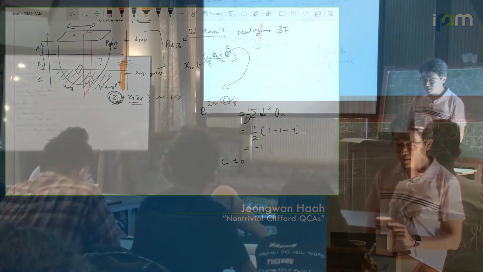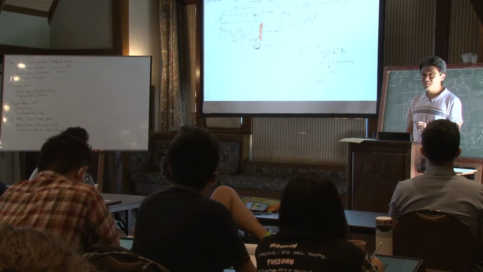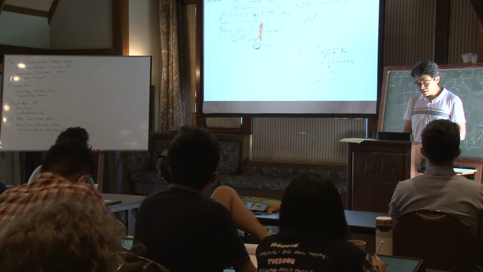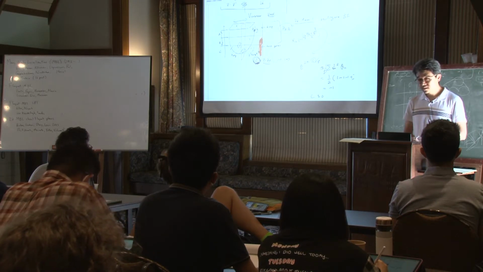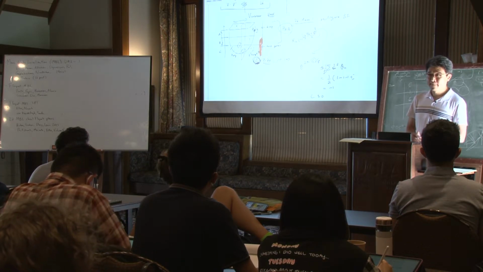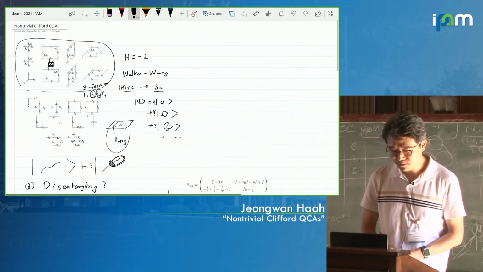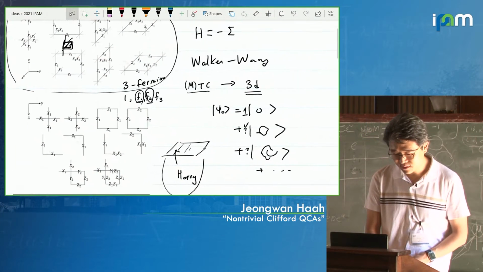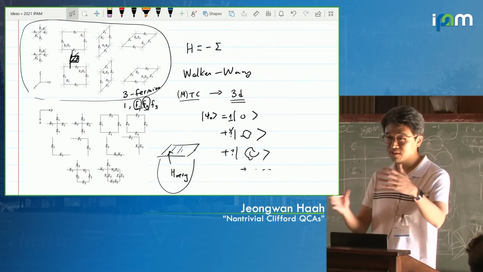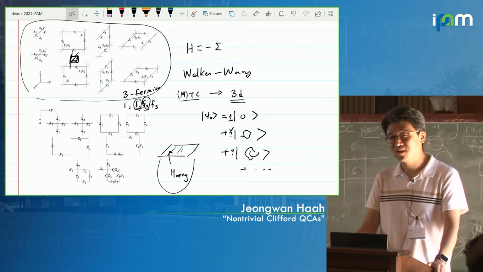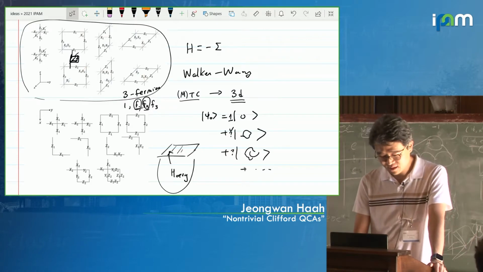But there's a condition. It has to be commuting. But is our Hamiltonian commuting? We started with a commuting Hamiltonian. I didn't explicitly check, but you can enumerate all possible combinations of commutation relations and check that they are commuting.